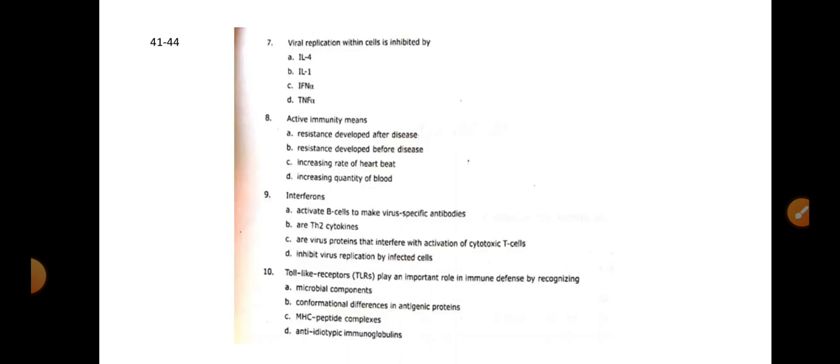38. Thyroid function is determined by the use of isotope. Very easy question. Which of the following hormones is not involved in carbohydrate metabolism? 40. An essential agent for converting glucose to glycogen in liver is. Then from 41 to 44, viral replication within cells is inhibited by. 42 is active immunity means. 43 will be interferons. 44 will be toll-like receptors play an important role in immune defense by recognizing.